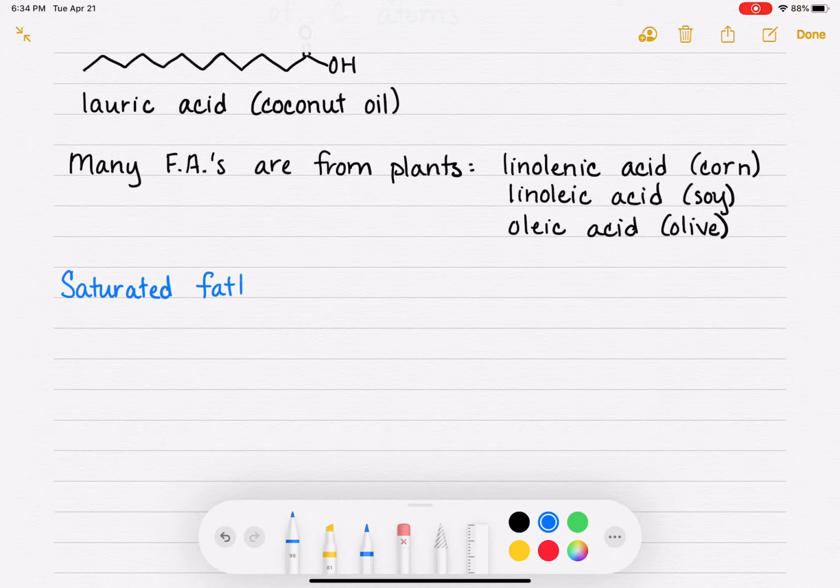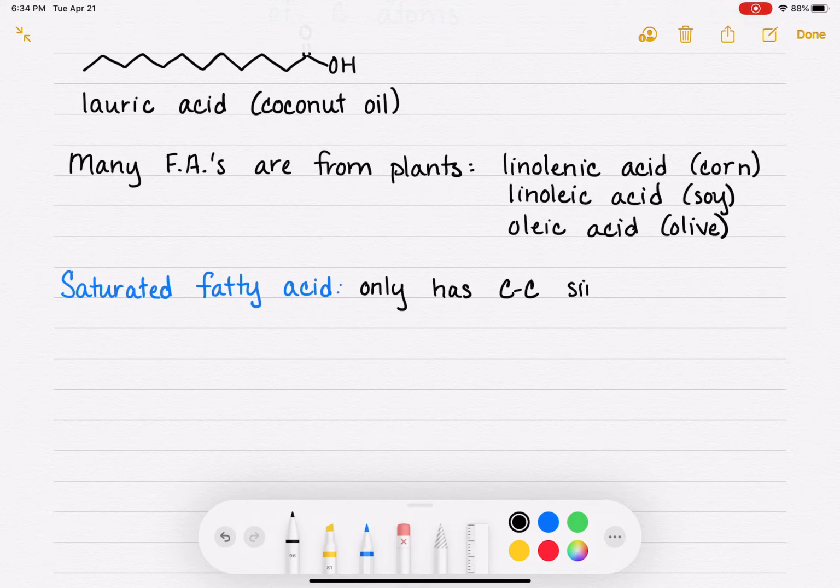Now you might be wondering if this has something to do with saturated fats, like when we're talking in terms of nutrition. Saturated fats and unsaturated fats are kind of related to each other, but saturated fatty acids are not the same thing as saturated fats that you learn about in nutrition. When we talk about triacylglycerols, which is coming up soon, that's when we're going to learn about saturated fats and unsaturated fats.